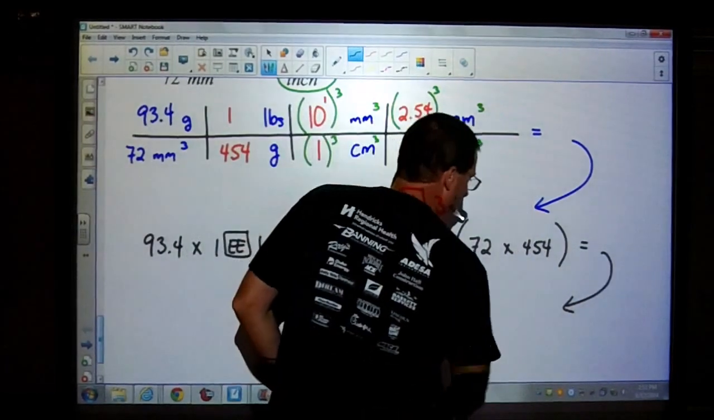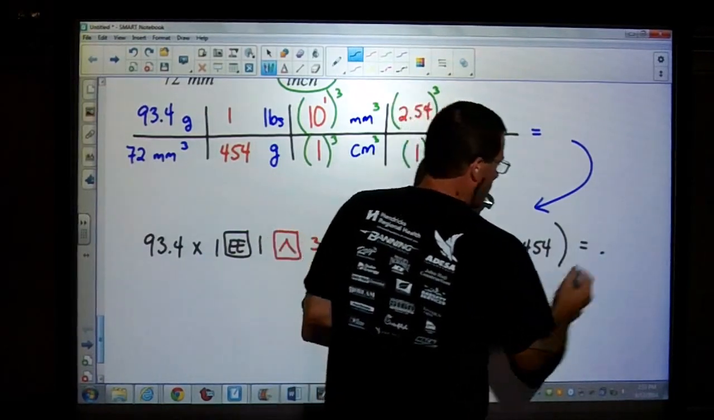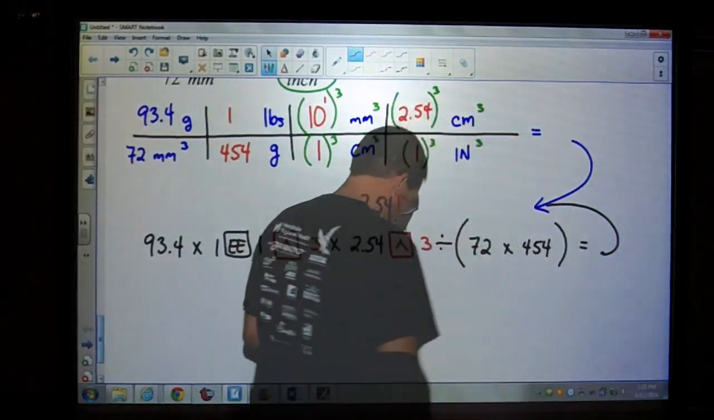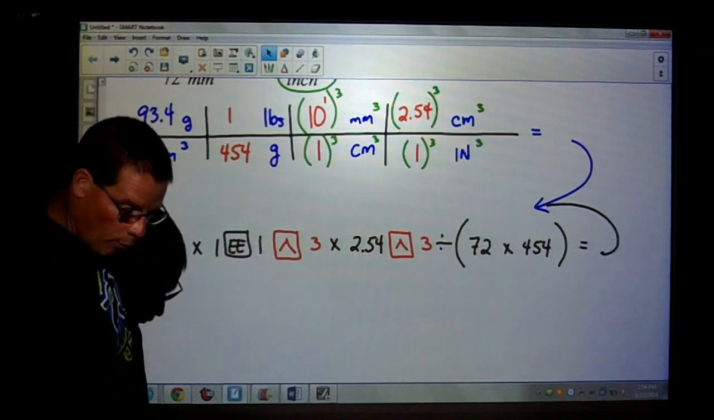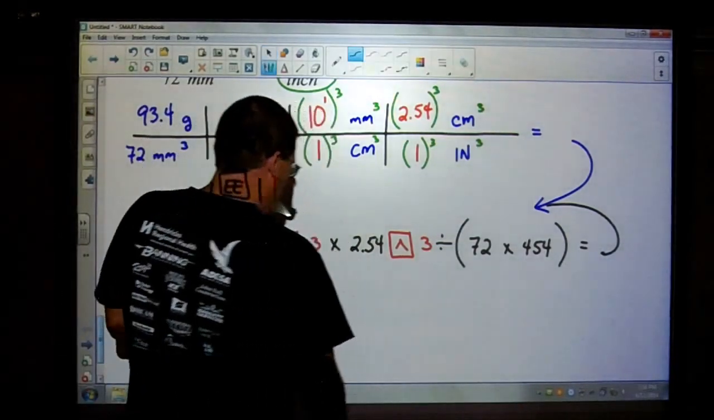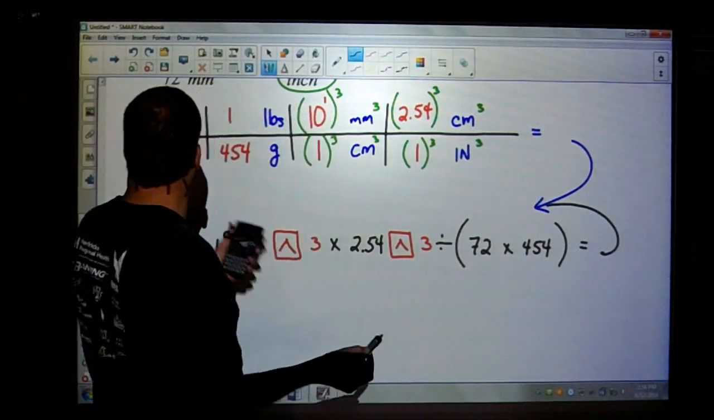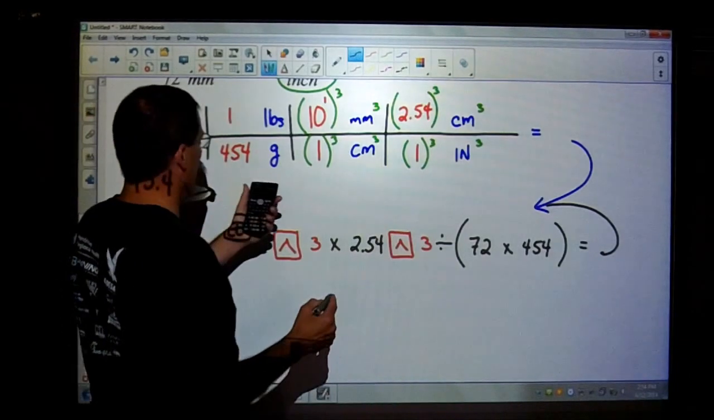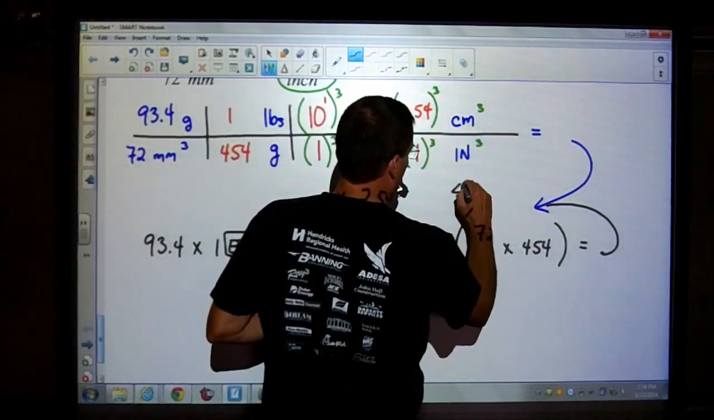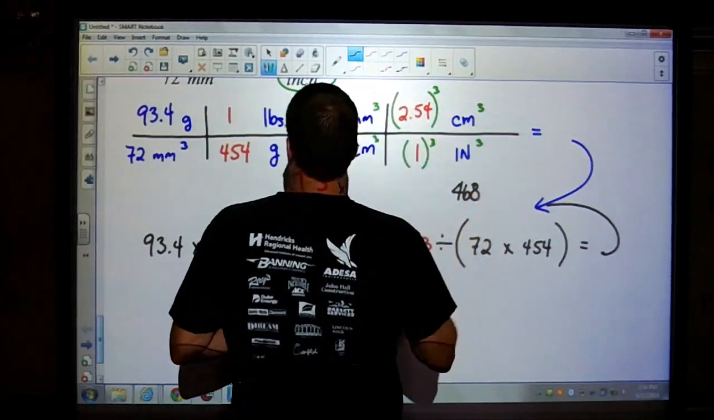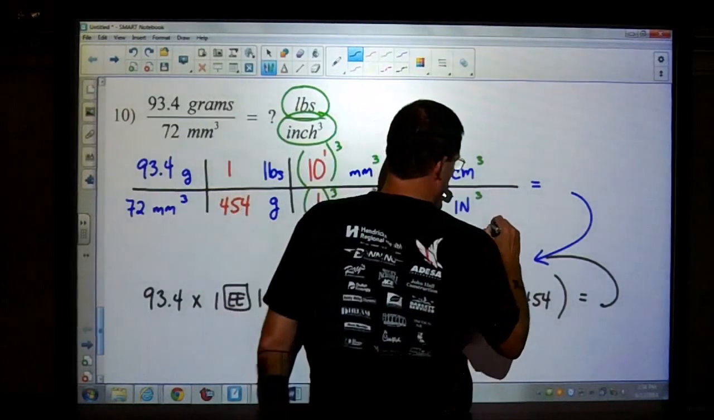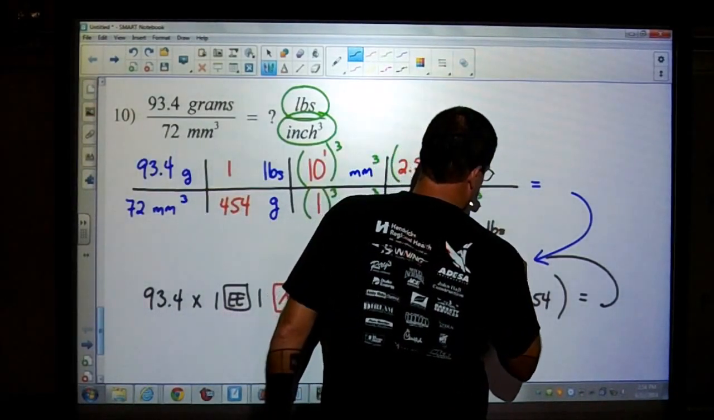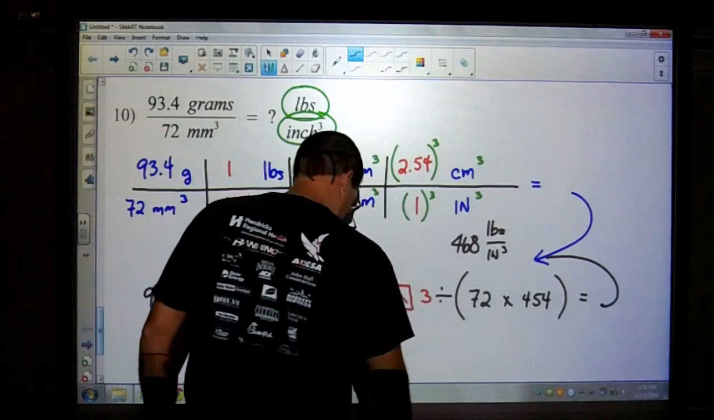Okay, so let's see what that equals. Or actually, flip it the other way. And my calculator says 468.2304753. So what I want to write is 3 significant figures, because I have 3 significant figures here. So 468. And that is what units? Pounds per inch cubed. Okay.